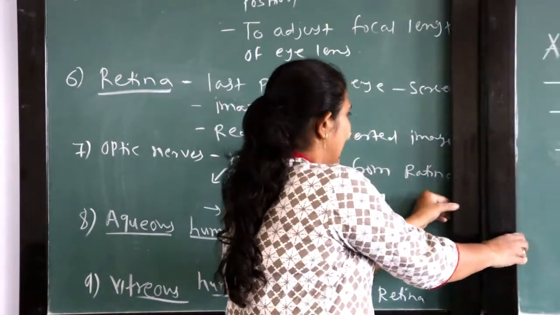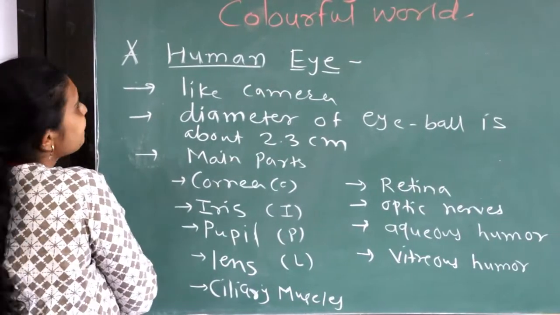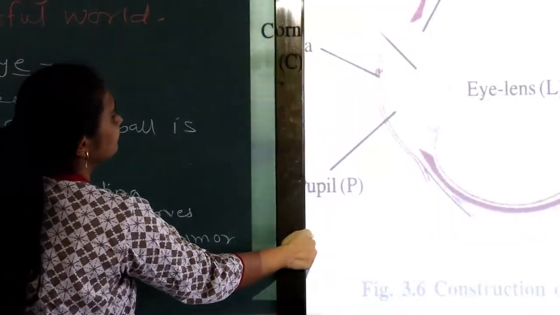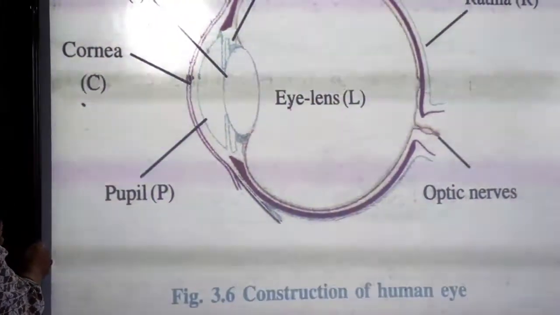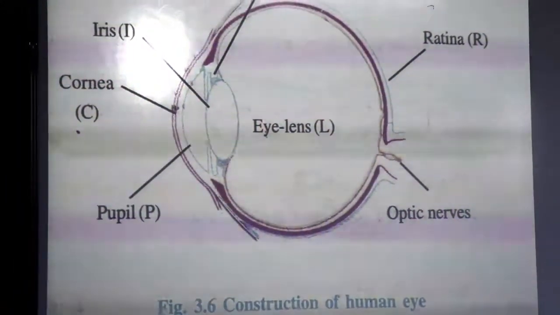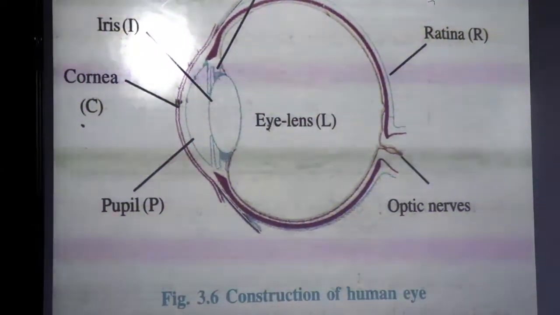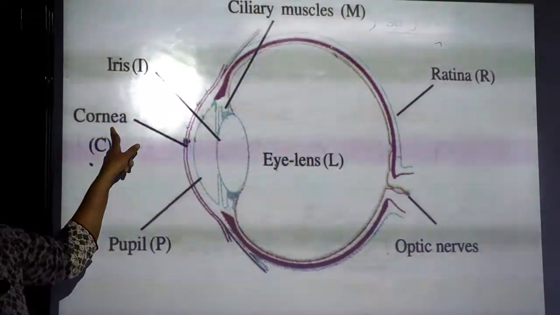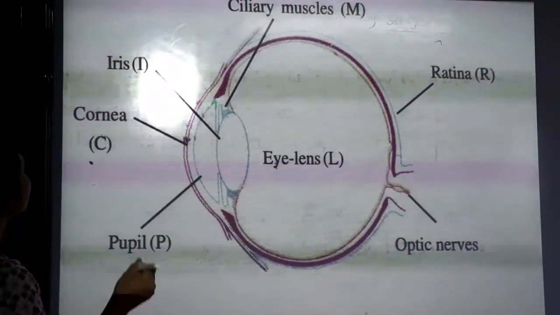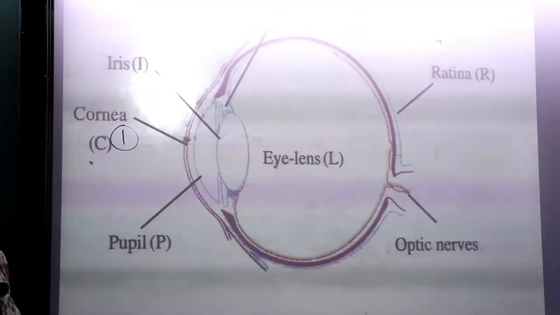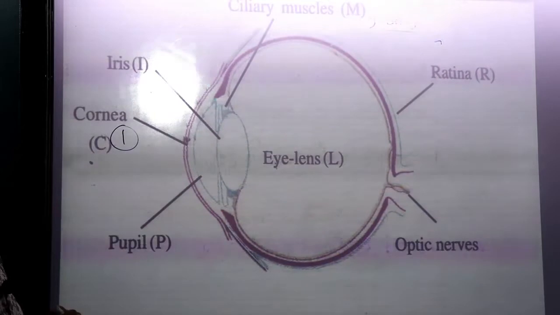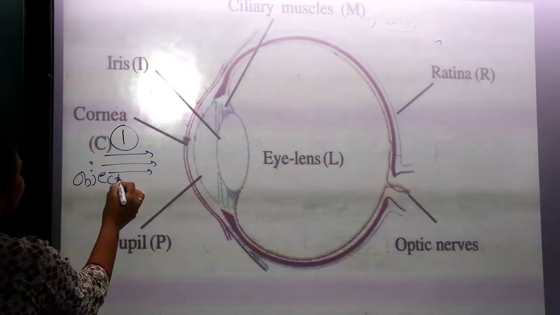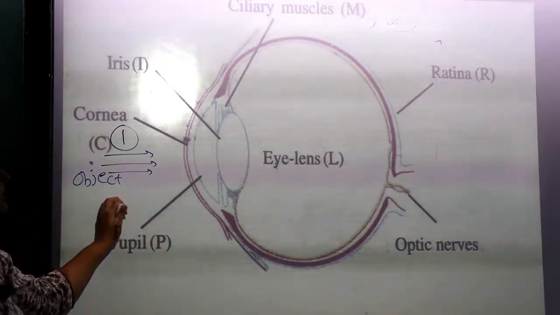Diagram of the eye. This is the diagram of the human eye. In the human eye, this first part is the cornea. The cornea is the first part from where the rays from the object enter our eyes. This is about the cornea.